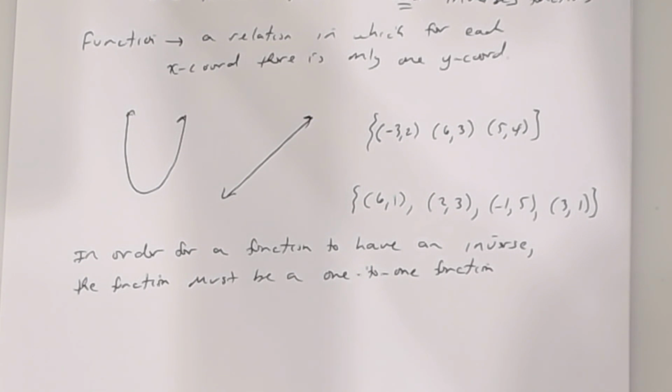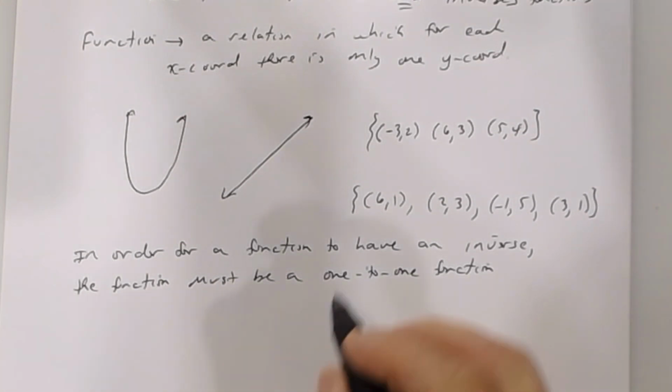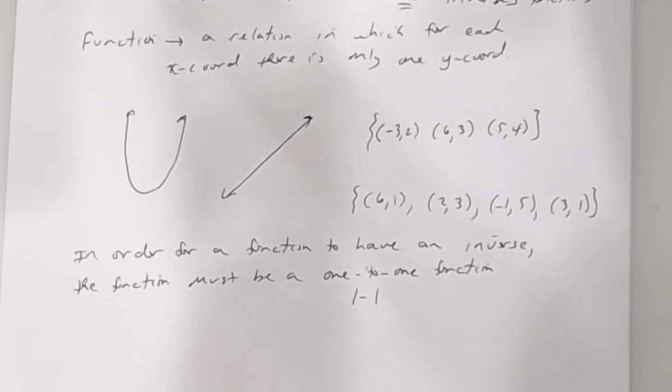So that's something totally new to you. You probably never heard that word before, a 1-to-1 function. Sometimes I will abbreviate 1-to-1 like this, just to let you know if you see it. 1-1 means 1-to-1. Okay, well, what is a 1-to-1 function? Okay, well, remember what a function is. What's a function? A relation in which, for each x coordinate, there's only one y coordinate.